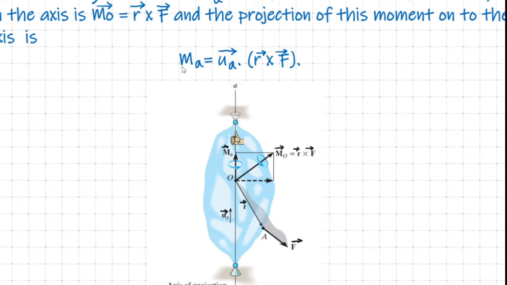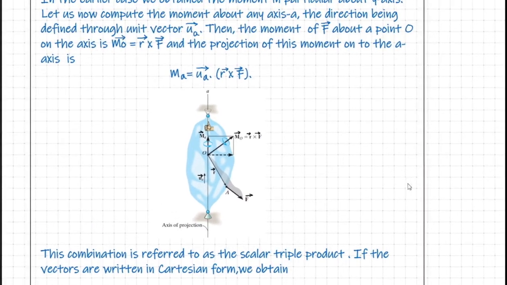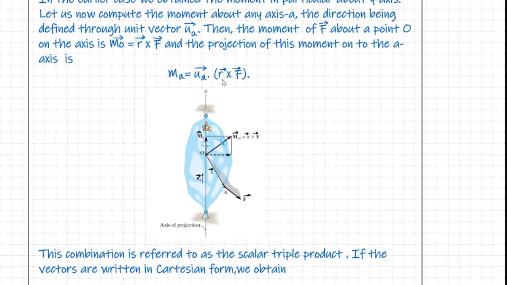Now once we know the magnitude of this moment about the axis A, we can simply express M_A in the vectorial format as vector M_A equal to its magnitude M_A into the unit vector along axis A, that is U_A. So the calculations are very simple. Here you will find that there is a dot operation and a cross product operation. This combination of vectorial operations, we call a scalar triple product.